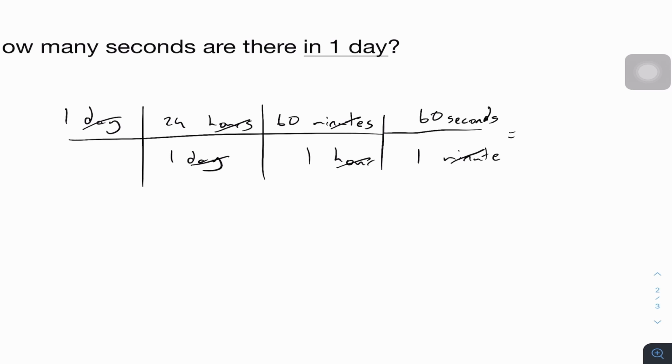So we do 1 times 24 times 60 times 60 in order to get how many seconds there are in a day. And when I put that into the calculator, we get 86,400 seconds in a day.